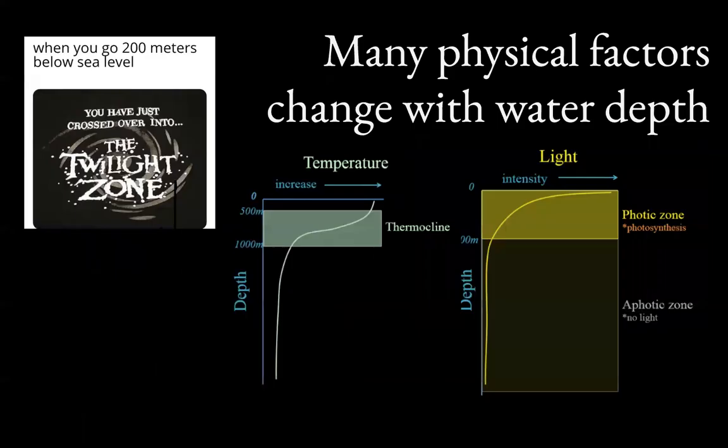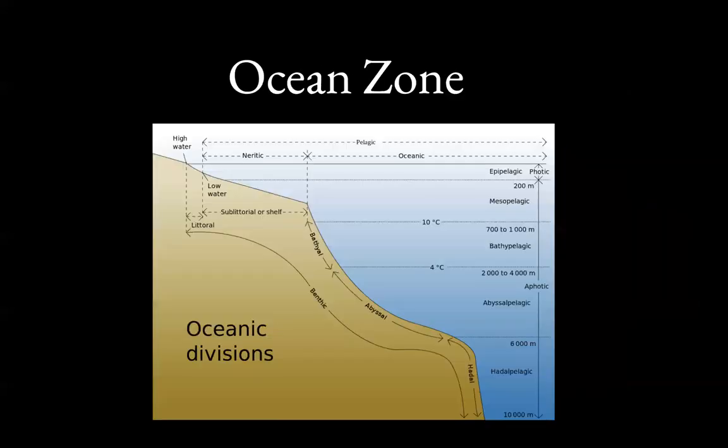Depth is also an important physical factor that has a lot of influence on other abiotic attributes of the water column. For example, light decreases with depth, typically extending to about 200 to 250 meters, thus putting a limit on photosynthesis. So let's talk about the ocean zones.